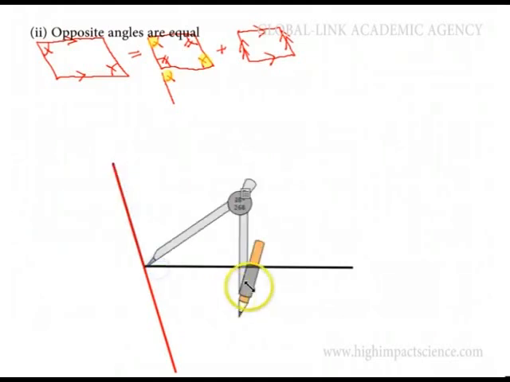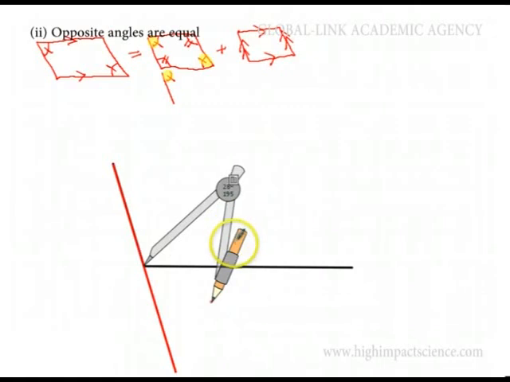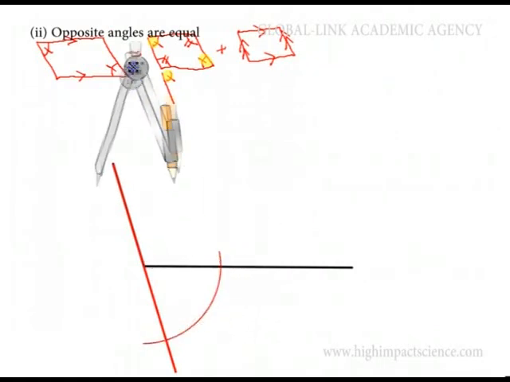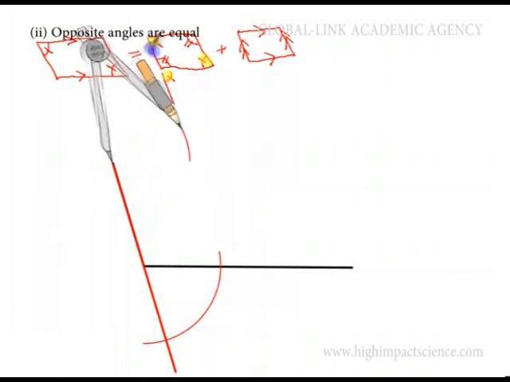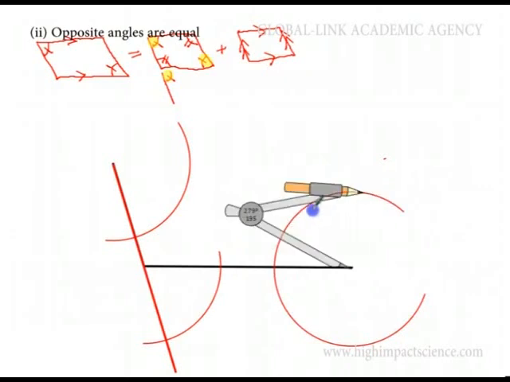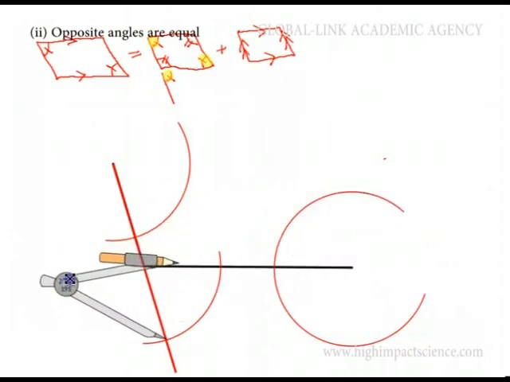Start at the vertex and draw an arc that cuts both the lines. Draw a similar one up here. Then another one here. We just want to do them all at once.